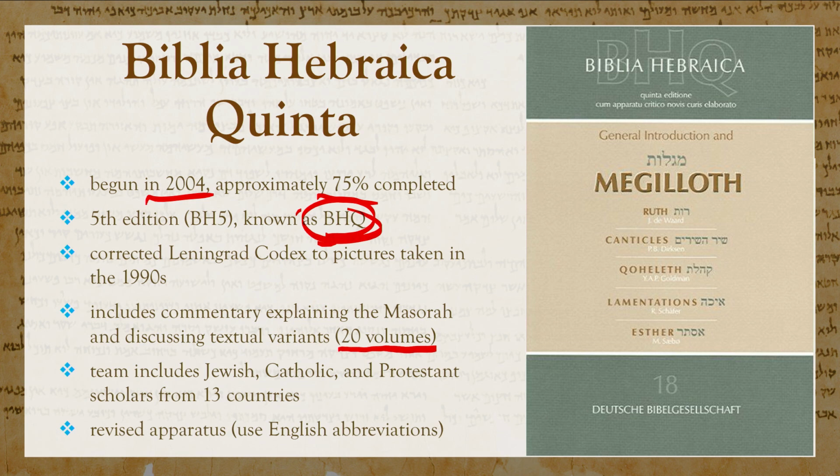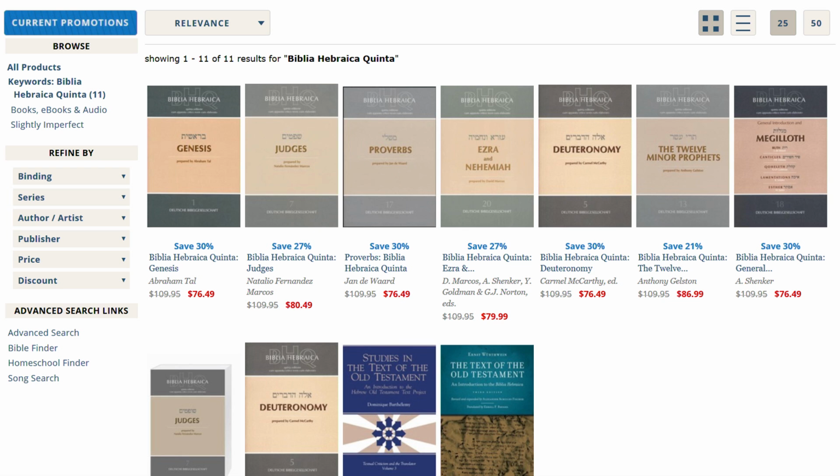The team includes Jewish, Catholic, and Protestant scholars from 13 countries. Wow, that's a lot of different countries. And it has a revised apparatus, and yay, they're using English abbreviations now instead of Latin ones. That's just so great. Although anyone can purchase volumes of the BHQ, here's an example of them, they're very expensive.